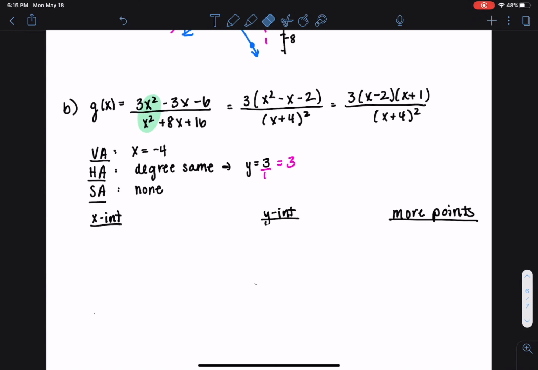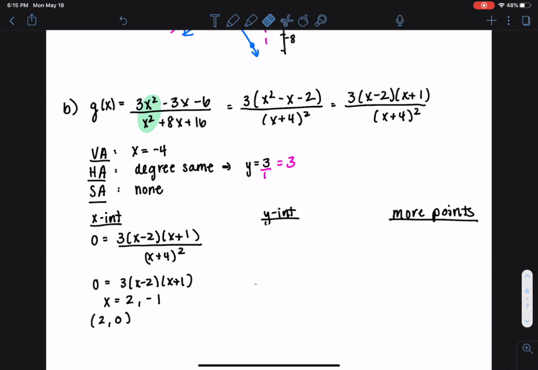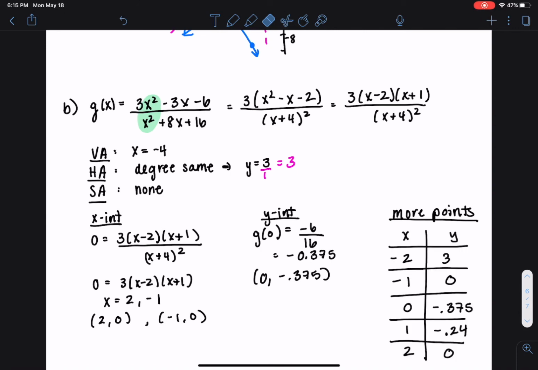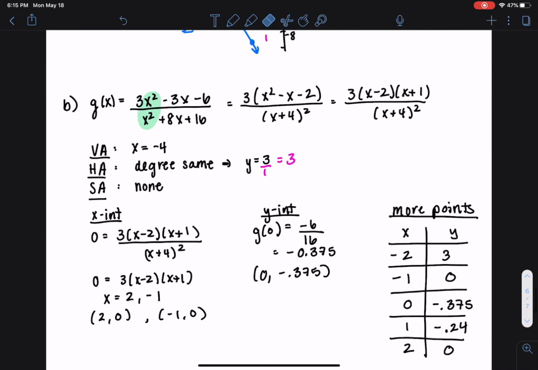Now let's find our x-intercept. So we want to set this equal to 0. Really, that's just where the numerator equals 0. So we get two values, 2 and -1. So one x-intercept is at (2, 0). The other is at (-1, 0). For the y-intercept, plug in 0, and you're going to get a small decimal. So we're not going to be able to graph it super precisely, but at least it gives us an idea. And then if you pick some more points, here's some other ones that would fall in the graph.